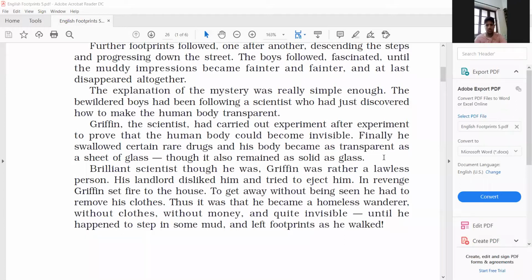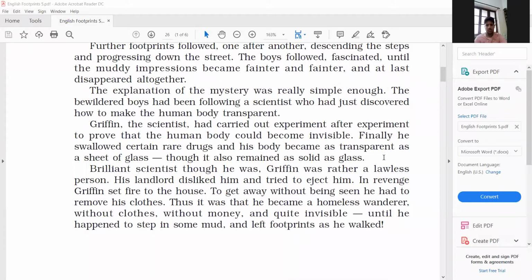See what has happened now. Griffin conducted a number of experiments, and he wanted to make the human body invisible. So after a lot of experiments, he took a few rare drugs, right? He experimented on himself, and his body became as transparent as a sheet of glass. It is as transparent as glass. You could just see through it. But it was also as solid as glass.